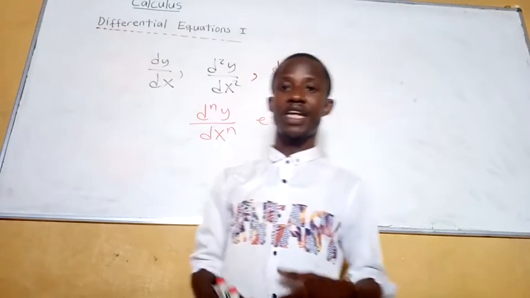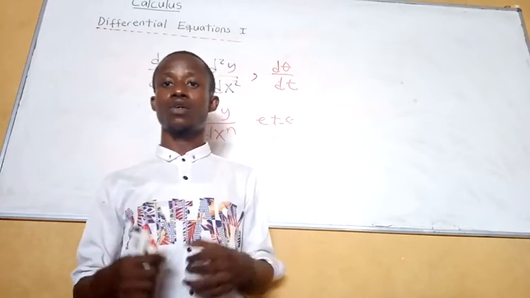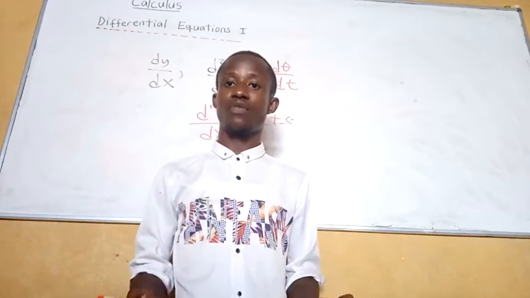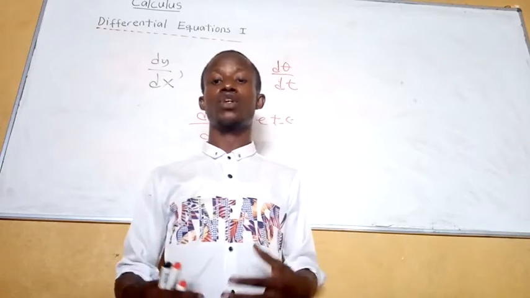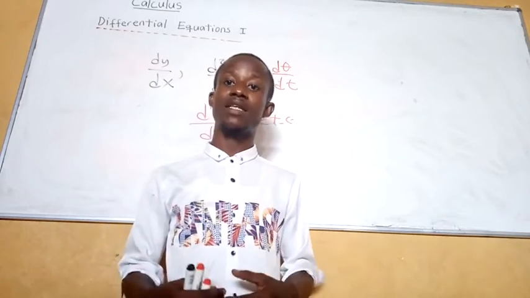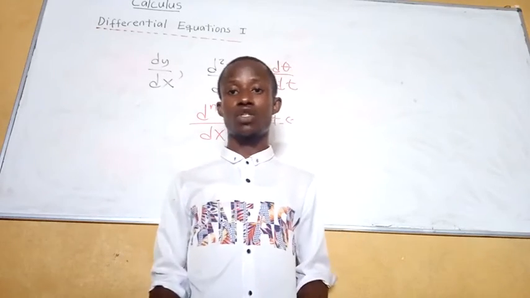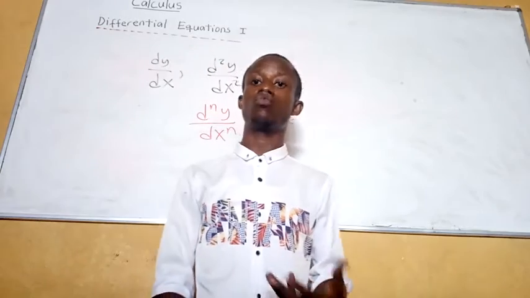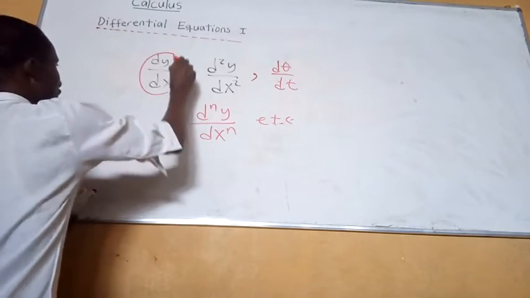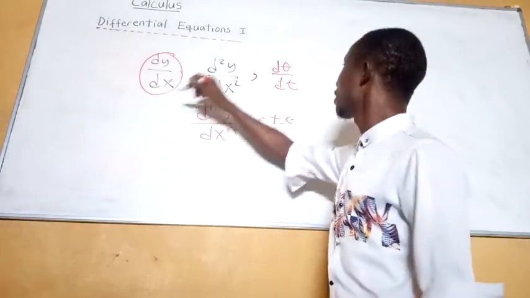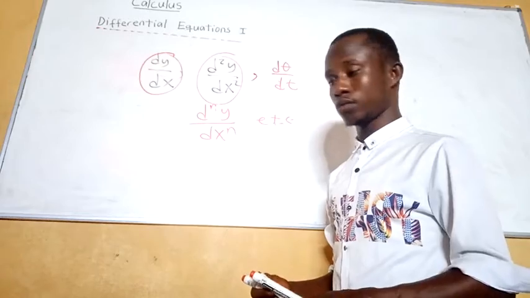Differential equations can be first order, second order, and so on. The order of a differential equation can be determined by the number of times differentiation has taken place. For the sake of simplicity, first order differential equations are equations that arise by differentiating once, while second order differential equations arise by differentiating twice, and so on. So this first equation here is an example of a first order differential equation, and this is an example of a second order differential equation, and so on.